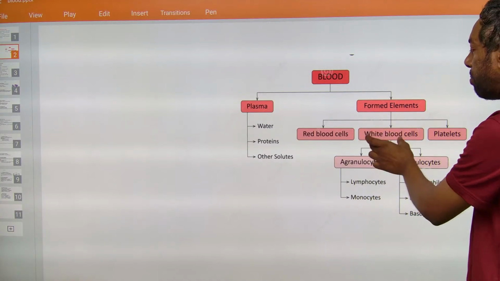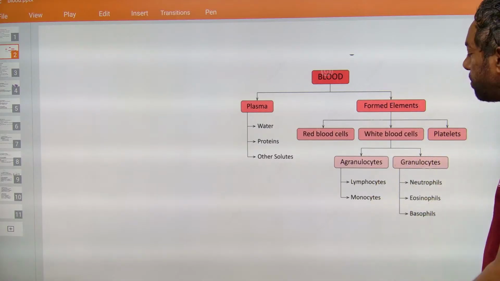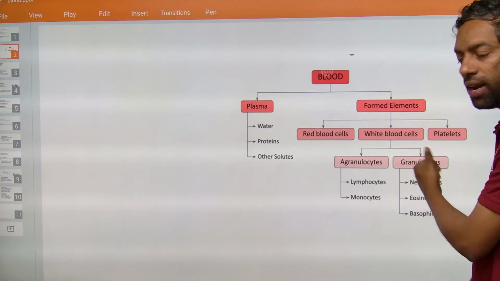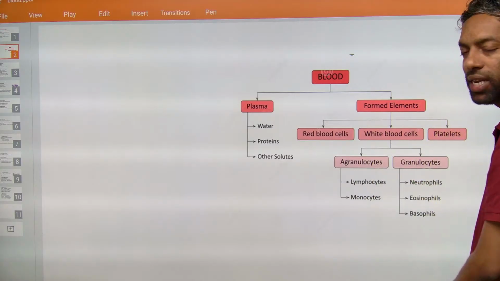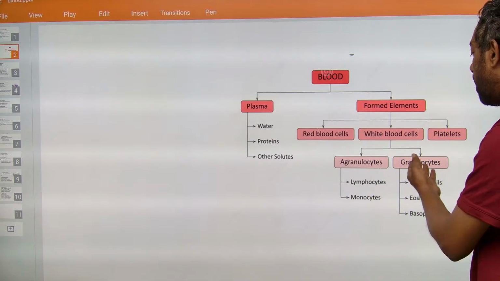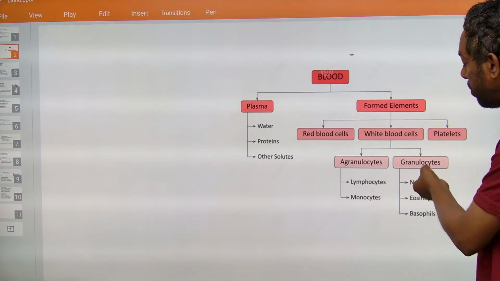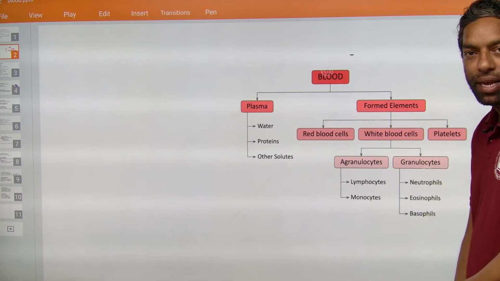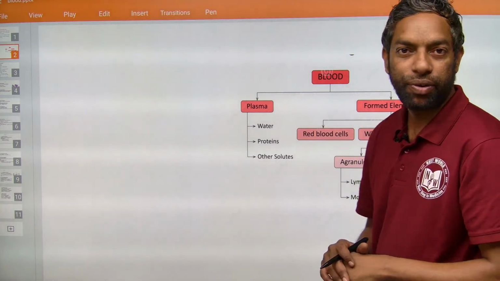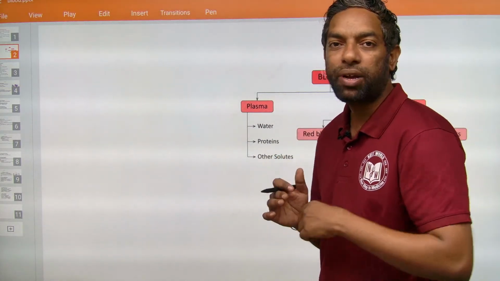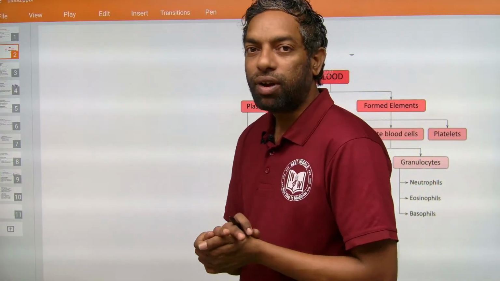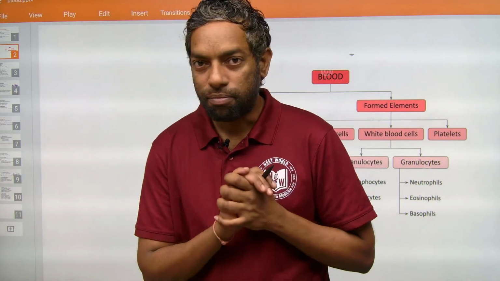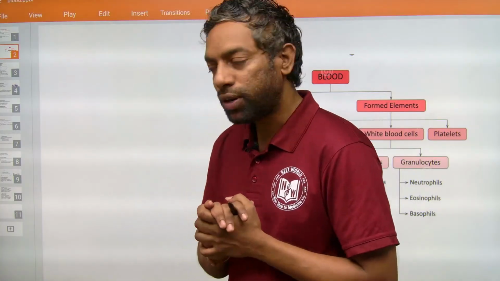WBCs are again of two types, agranulocytes and granulocytes. Agranulocytes are again two types, lymphocytes and monocytes. Granulocytes are again three types, neutrophils, eosinophils and basophils. This is the class. Today we are going to discuss the formed elements, how they are produced in the bone marrow, and what the functions of the formed elements are.